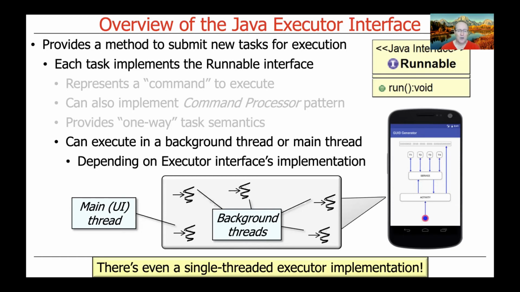There's even a single threaded Executor implementation where there is no pool, there's just a single background thread. And that actually turns out to be useful for lots of environments like a smartphone where you don't want long-running computations to take place in the foreground thread or the user interface thread, but you also don't need a pool of threads in order to run things off the user interface thread.